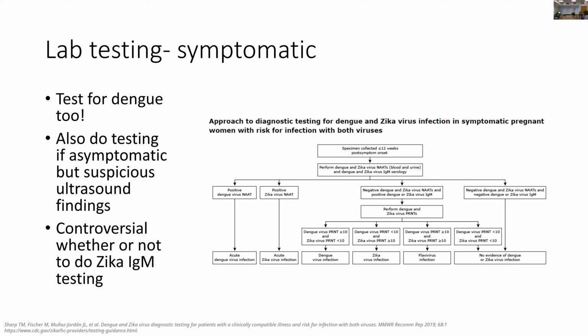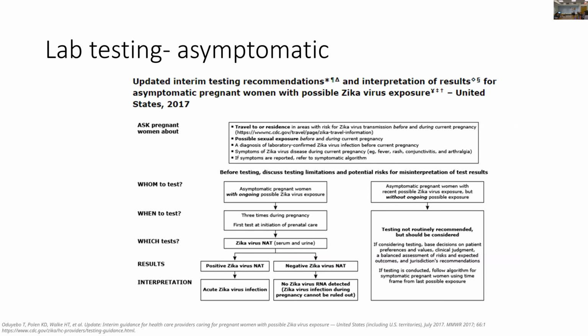So that's our symptomatic individual, but what about our asymptomatic individual who's screened positive for a risk of Zika? For these individuals, if they are asymptomatic with a recent exposure, but without ongoing exposure, the CDC says we should not do routine testing, but we can consider it based off of shared decision-making with the patients. And I think this is getting to a lot of our babymooners who come back incredibly anxious.